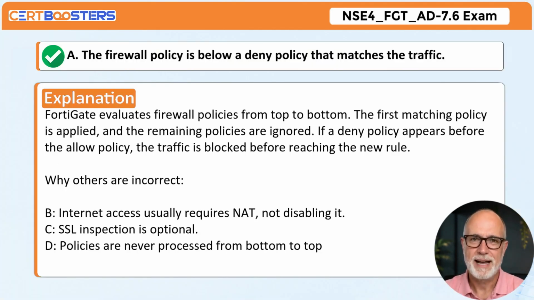Correct answer: A. The firewall policy is below a deny policy that matches the traffic. Explanation: FortiGate evaluates firewall policies from top to bottom. The first matching policy is applied, and the remaining policies are ignored. If a deny policy appears before the allow policy, the traffic is blocked before reaching the new rule. Why others are incorrect? B. Internet access usually requires NAT, not disabling it. C. SSL inspection is optional. D. Policies are never processed from bottom to top.